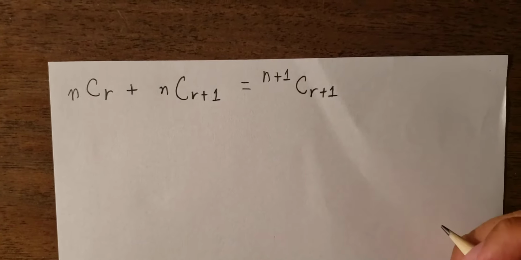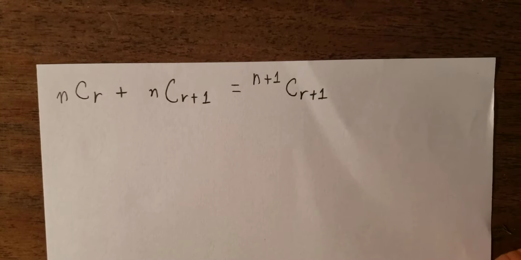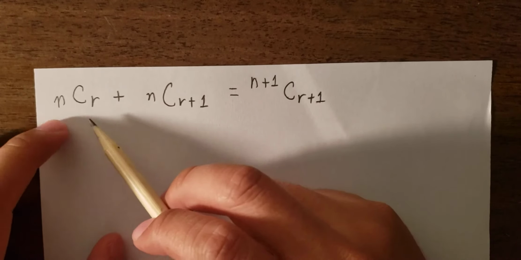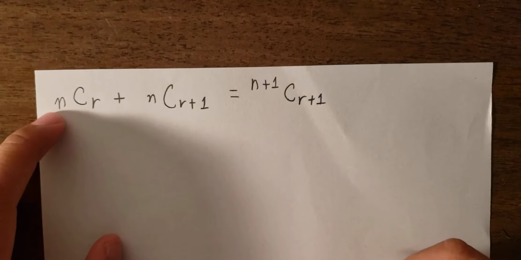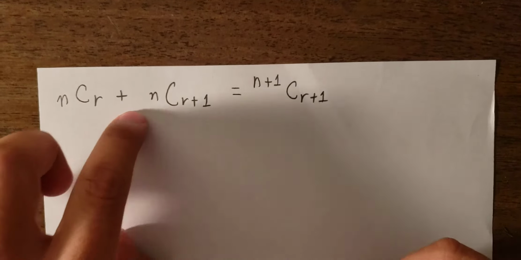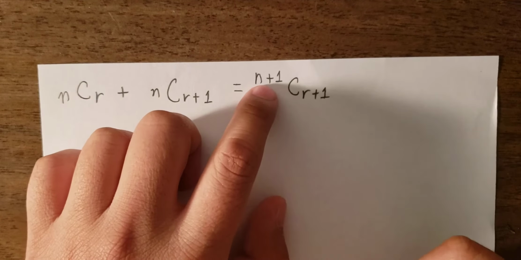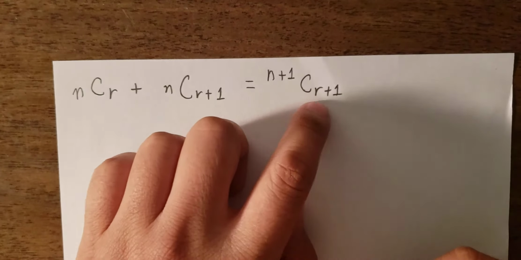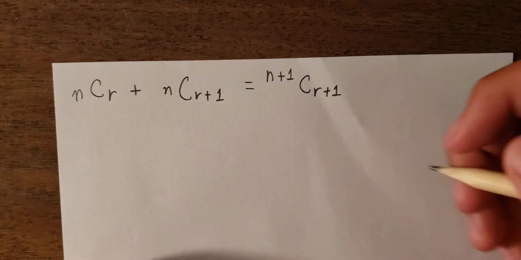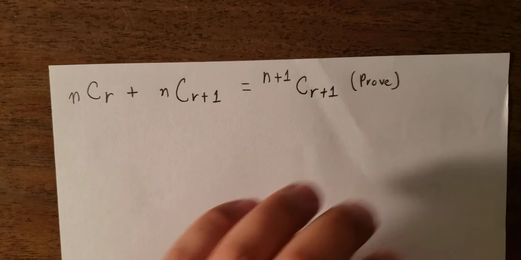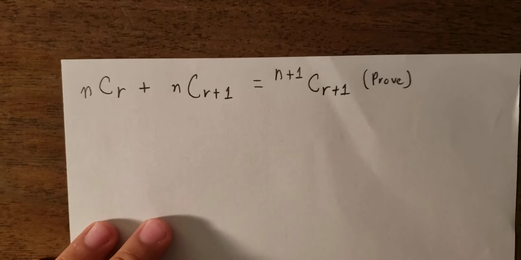The topic today is about combinations and permutations. So I will help you with this one. We have nCr plus nC(r+1) equals (n+1)C(r+1). The question asks us to prove this. Now I will help you do this question.